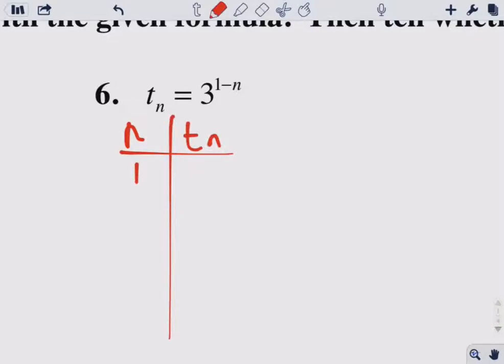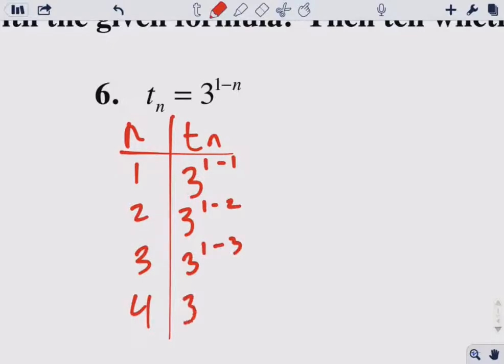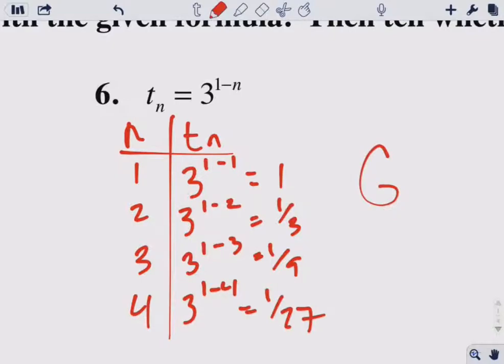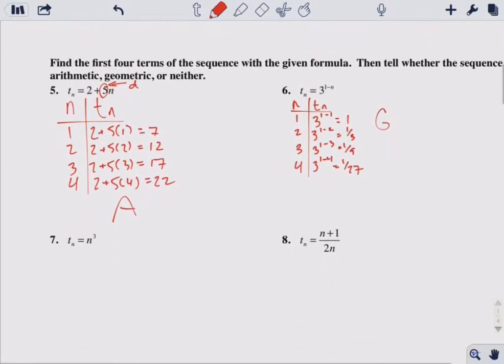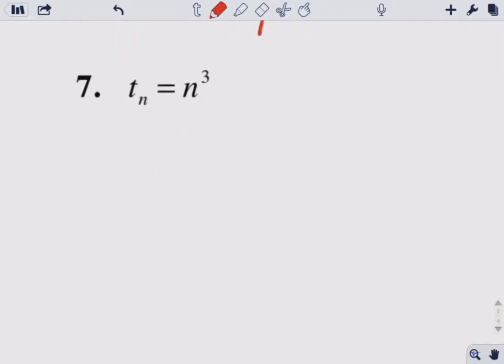Here, find the first four terms in t sub n. So that's 1, 2, 3, 4. And again, I'll set this up the first time like this. Okay, and so that's equal to 1, 1/3, 1/9, and 1/27. That makes it geometric. We're dividing by 3 each time, or multiplying by 1/3.